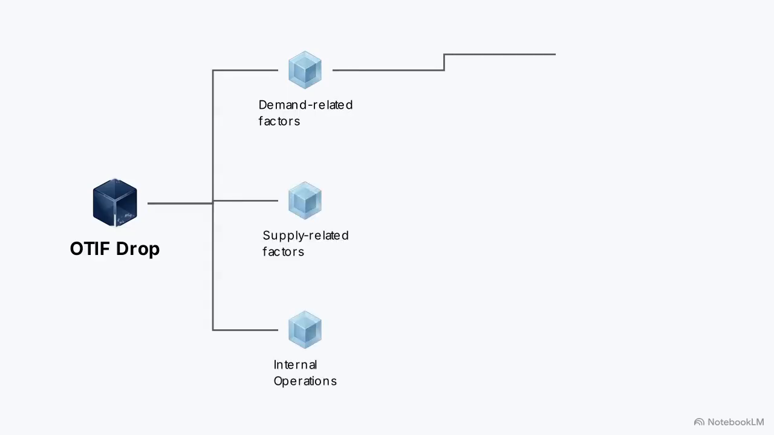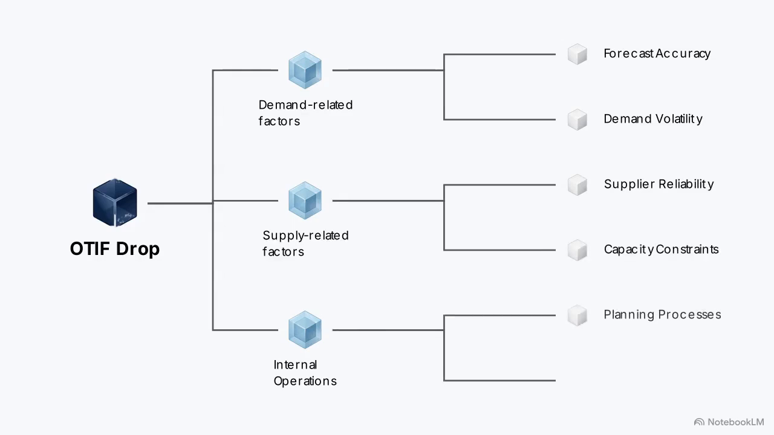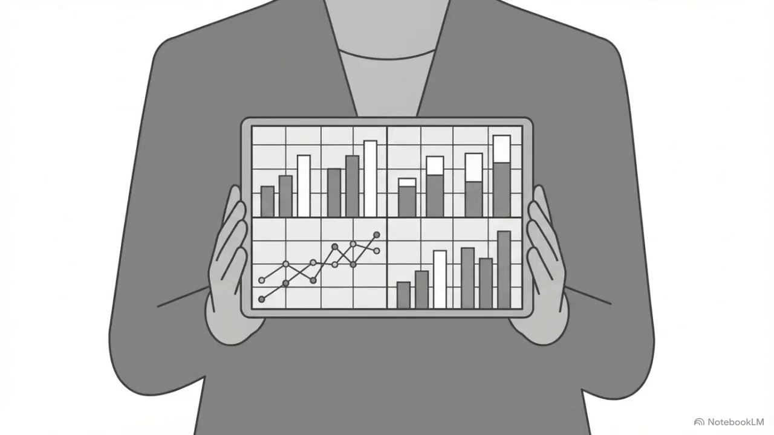Next, we take the demand branch and break it down further into specific testable drivers, like forecast accuracy and demand volatility. The rest of the tree follows suit. Supply breaks into supplier reliability and capacity constraints, while internal operations splits into planning processes and logistics. This framework maps out every potential driver of that underperformance. These terminal nodes translate directly into actionable KPI diagnostics that can be assigned to specific teams for review.